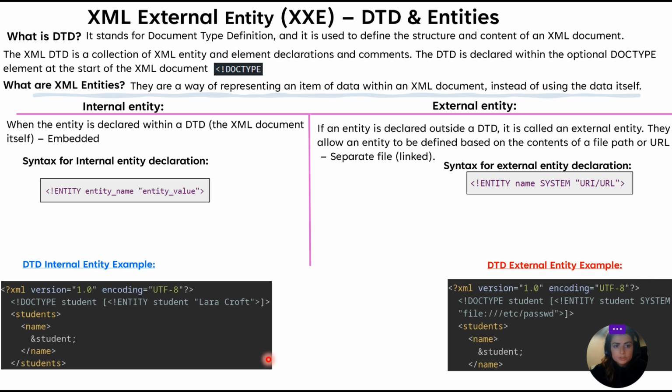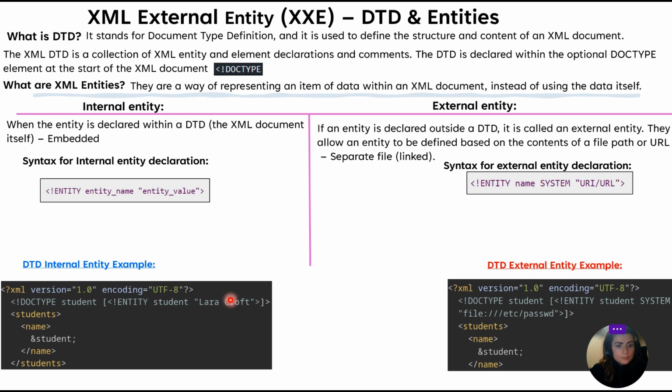So there are two different entities. First, to say what an entity is: entities are a way of representing an item of data within an XML document instead of using the data itself. So what is the entity? This here is the entity. We have two different entities: an internal entity and an external entity. The internal entity is when the entity is declared within a DTD document. So it's embedded within the XML document itself.